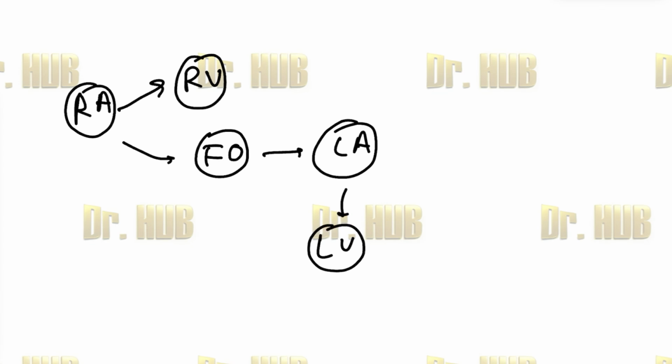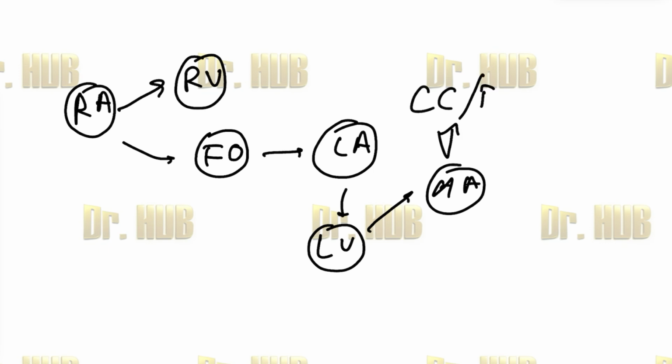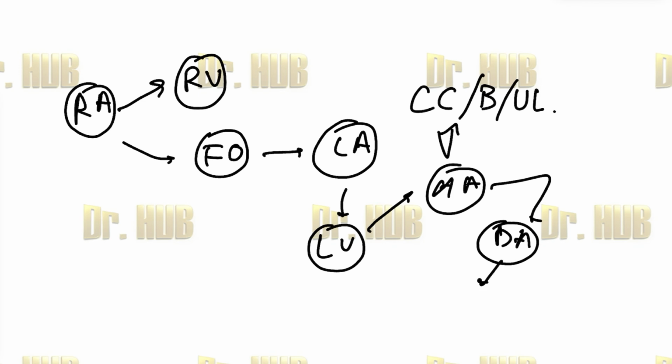Next, it moves on to the ascending aorta. From the ascending aorta, it can move on to the coronary circulation, CC, then it goes to the brain as well as the upper limb. Then it can also go down to the descending aorta and the systemic circulation. From the systemic circulation, it can also move on to the umbilical arteries.